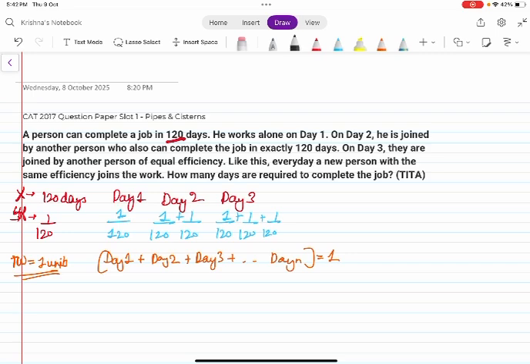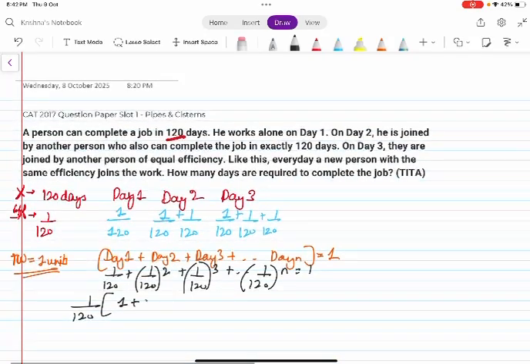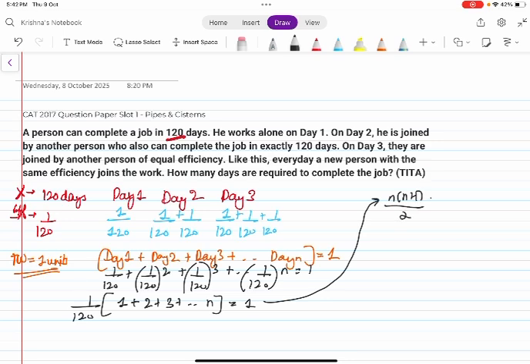Now what is the first day work? It is 1 upon 120. Day 2 work is 1 upon 120 into 2, plus 1 upon 120 into 3, plus 1 upon 120 into n, and this goes on. If we take 1 upon 120 common, we are left with 1 plus 2 plus 3 plus dot dot dot till n, which equals 1. Or we can write this as n into n plus 1 divided by 2 into 120, because we have a formula that the summation of 1 plus 2 plus dot dot dot till n is n into n plus 1 divided by 2.